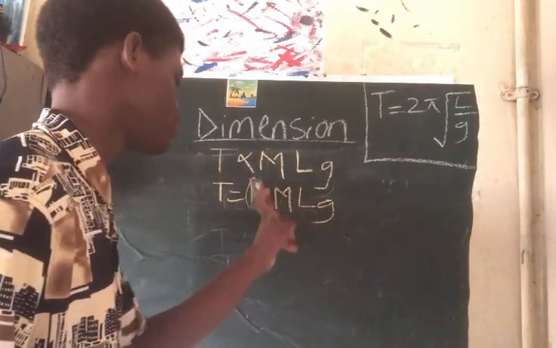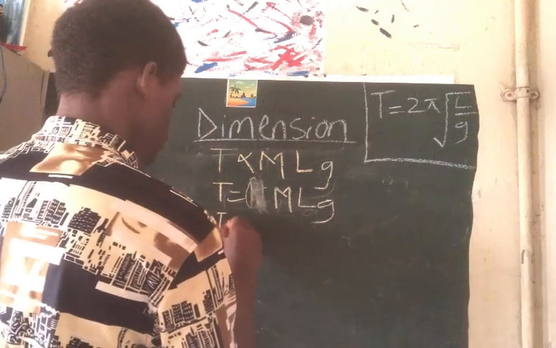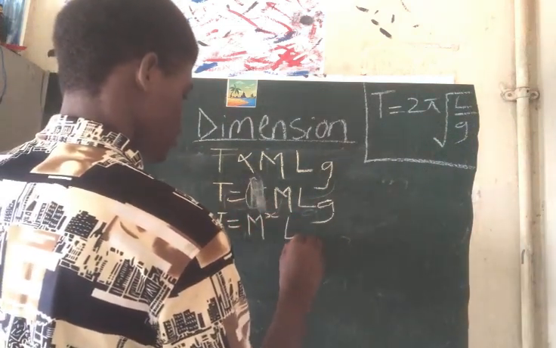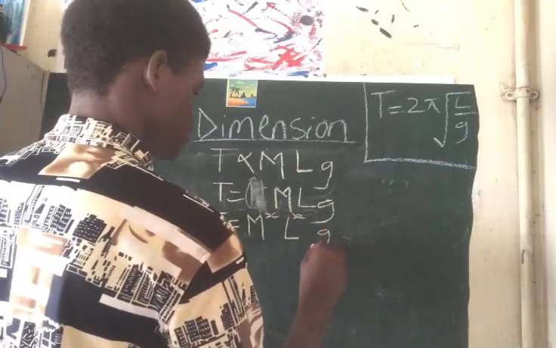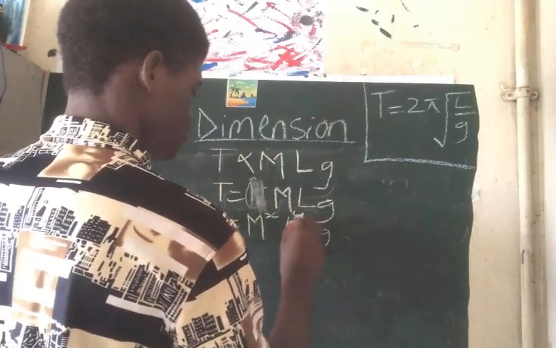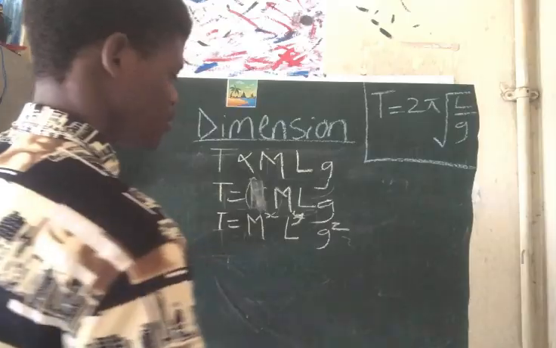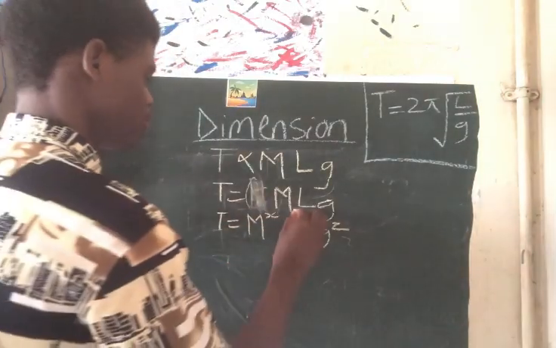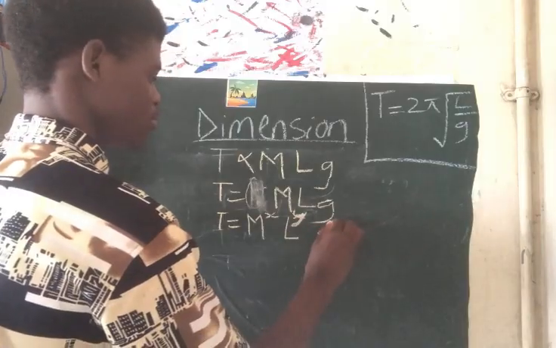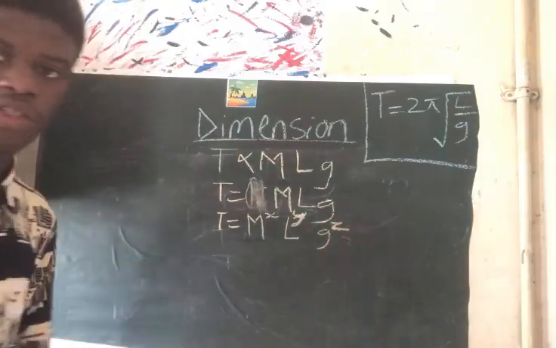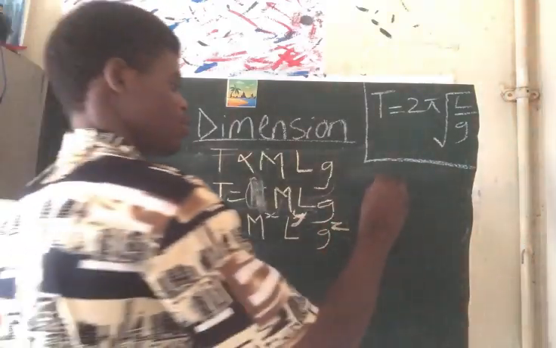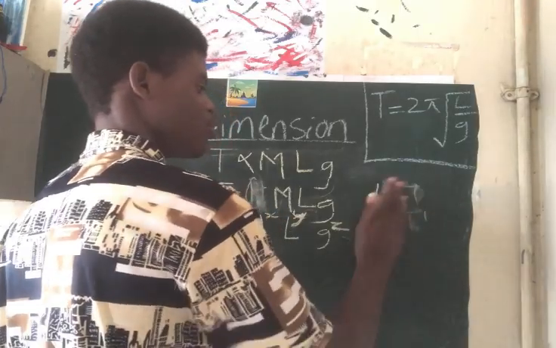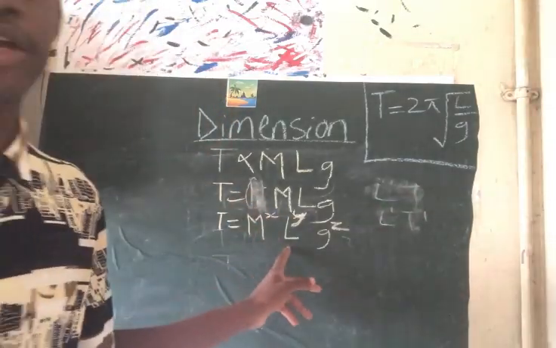So T is equal to m raised to power x, l raised to power y, and g raised to power z. Let's represent the powers with x, y, and z. Why do we raise them to the power? Because in dimensions they have to be raised to a power, even if it's just L T, it is still like this. But we don't know the powers, so that's why we represented them by x, y, and z.